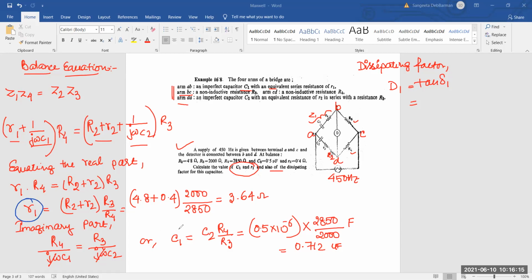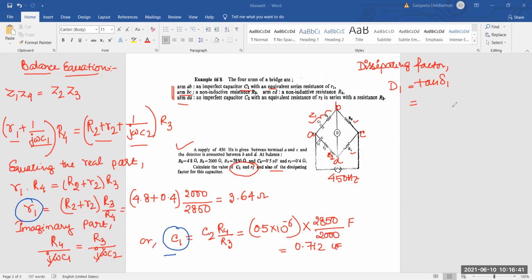You have found out this C1. So dissipating factor will be such that it should be a combination of this C1 and R1 and with another term. So what is that another term that you tell me? Tell me the proper equation of dissipating factor first. Will you be able to tell me?